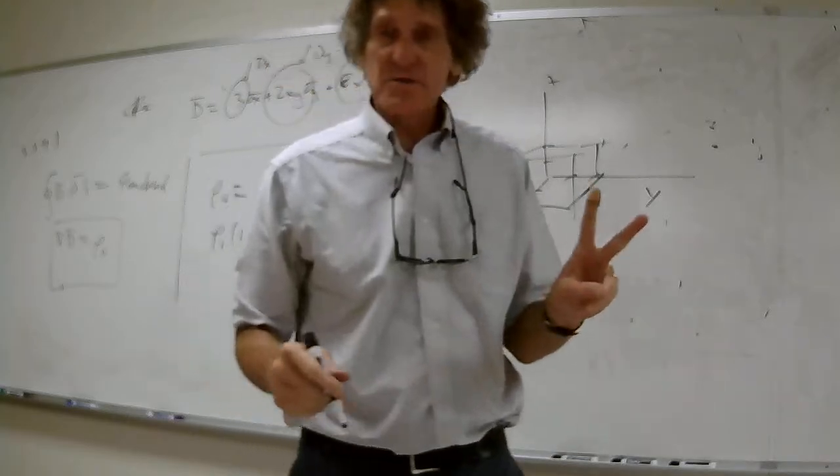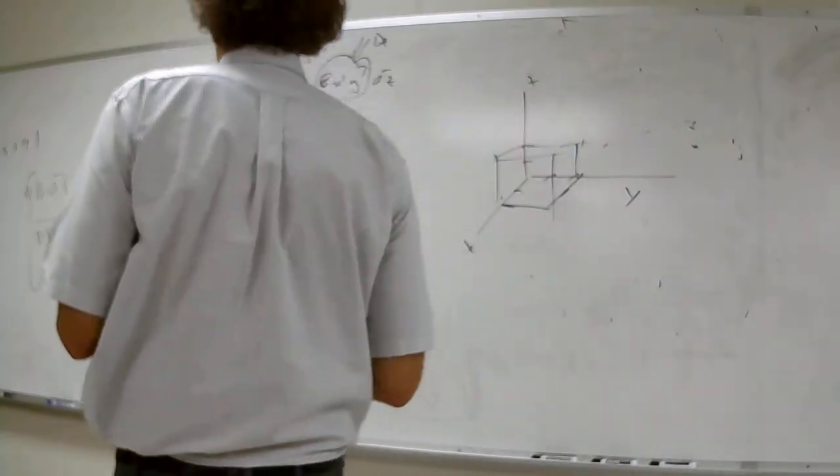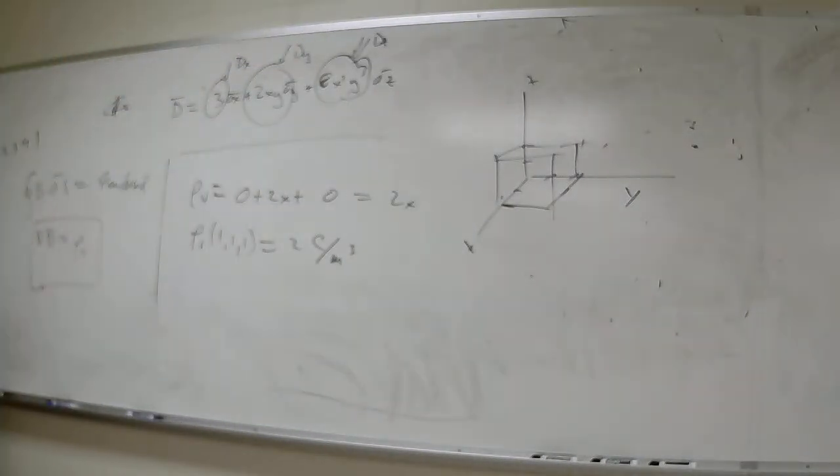Now, two ways to do it, and I want you to understand this. One is, we could integrate D dot dS over the surfaces. Y'all follow me in that? And we could do it.